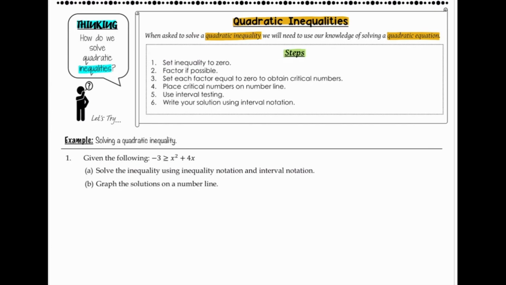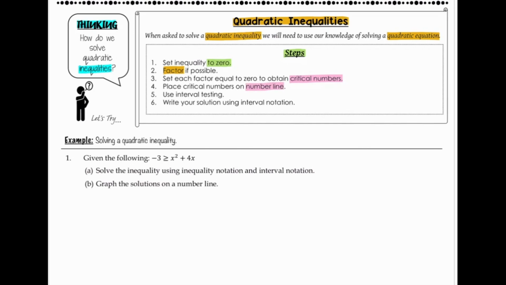Step 1, set the inequality to 0. Similar to when we solve an equation. Step 2, we are going to, if possible, factor. Step 3, set each factor equal to 0 to obtain the critical numbers. Step 4, place these critical numbers on a number line.